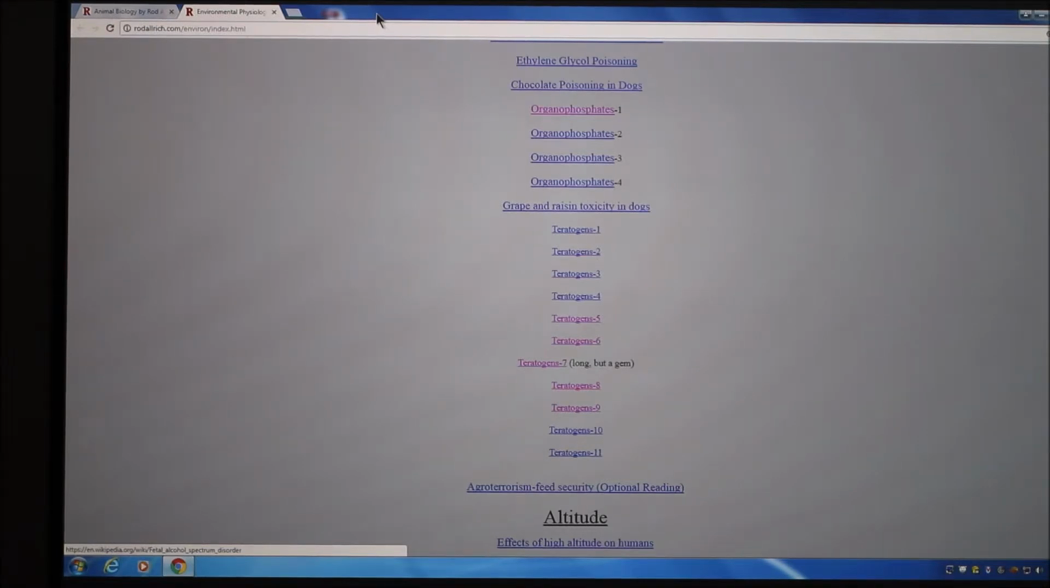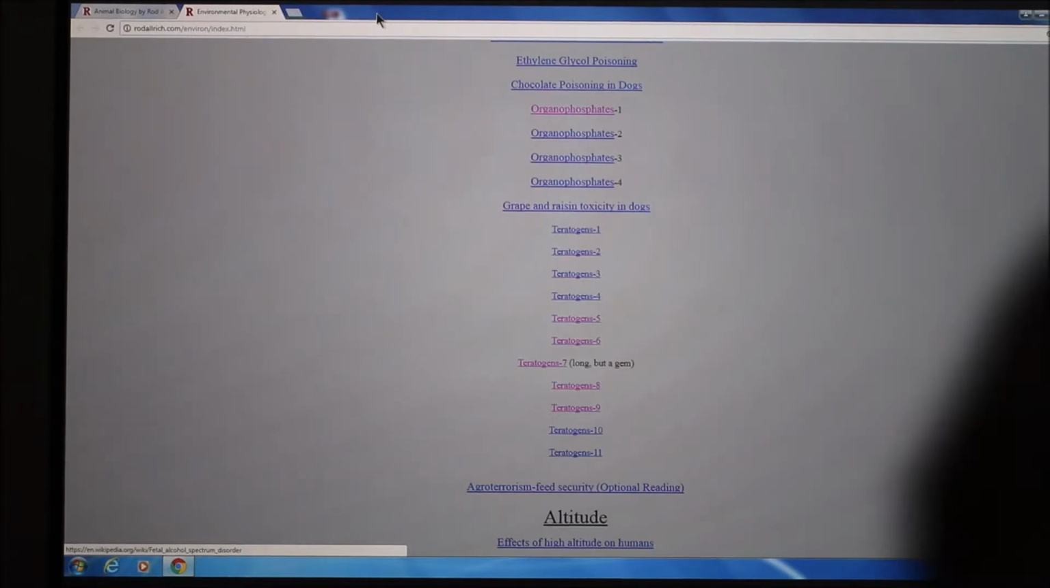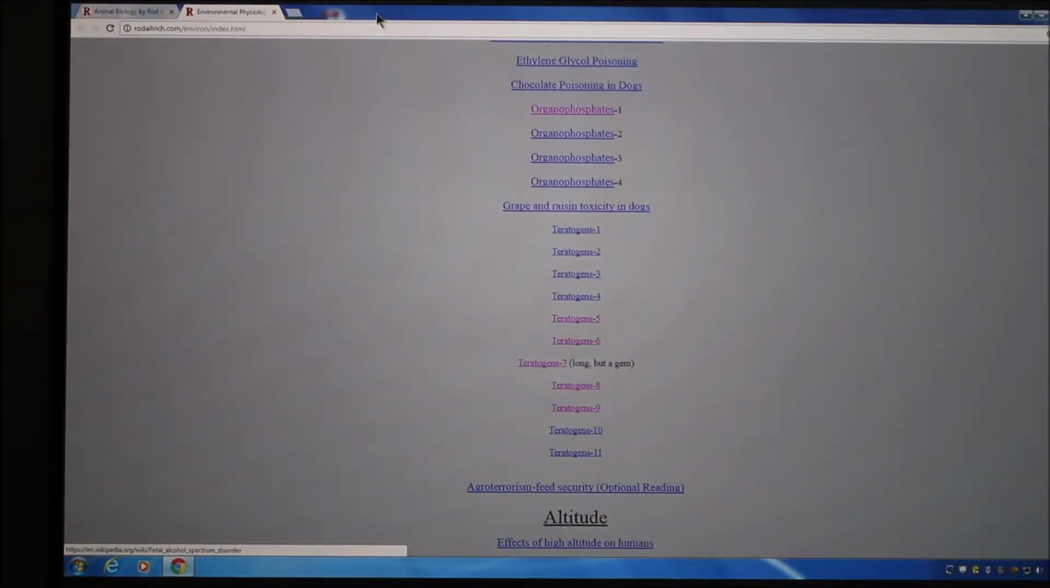So let me do a Google search on pentobarbital, and I just want to talk about the actions of pentobarbital, and then we'll contrast that with phenobarbital. But you should know the two things. Okay, so good old Google.